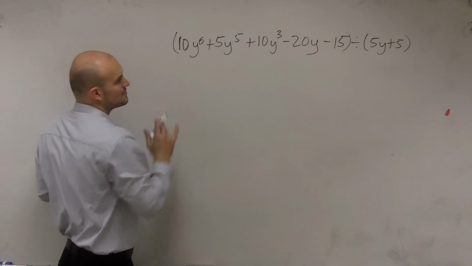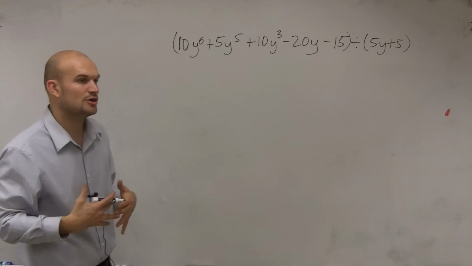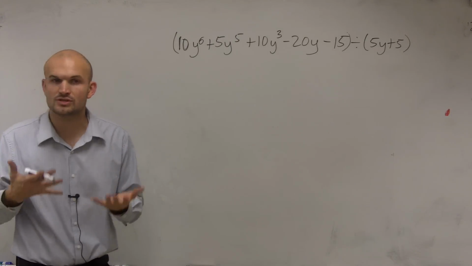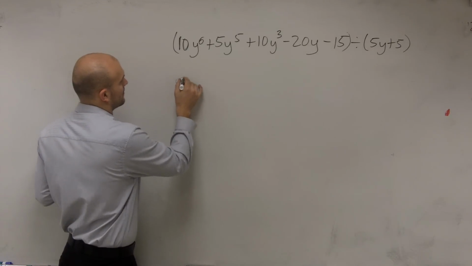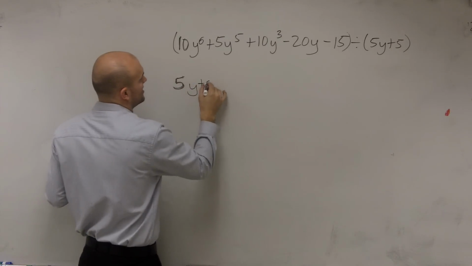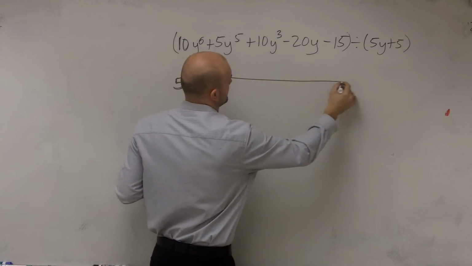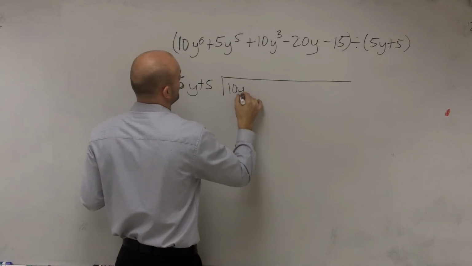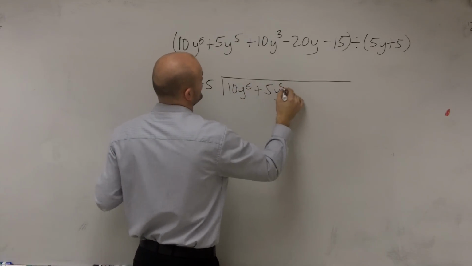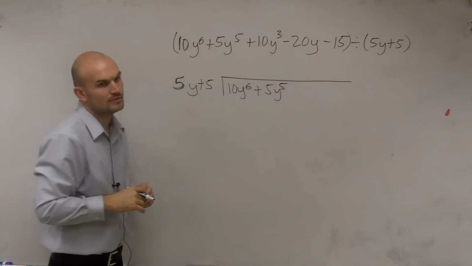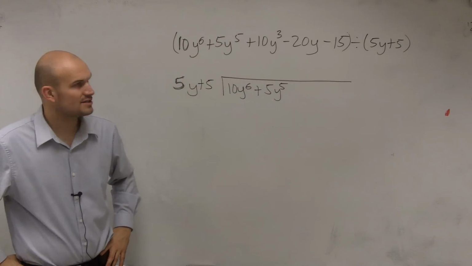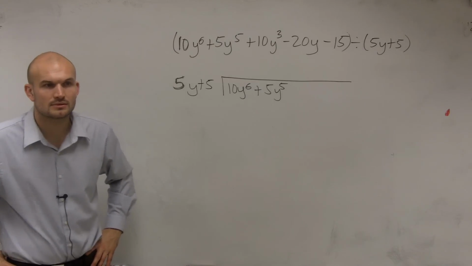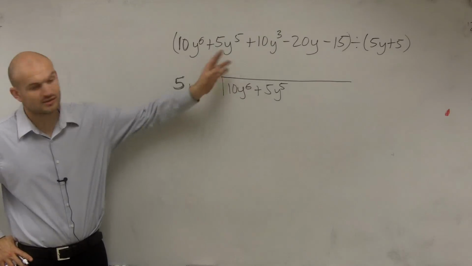Since we're dividing a polynomial by a binomial, we're going to have to use our division algorithm, which we worked on over there. So I have 5y plus 5 dividing 10y to the 6th plus 5y to the 5th. Now we look up here and ask: is there a y to the 4th in the problem? Do you see a y to the 4th in the problem?